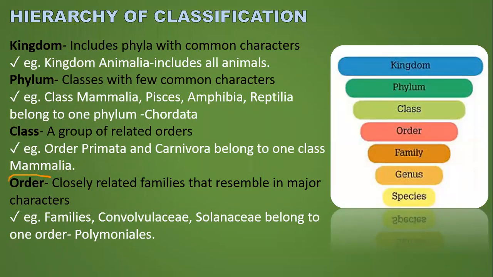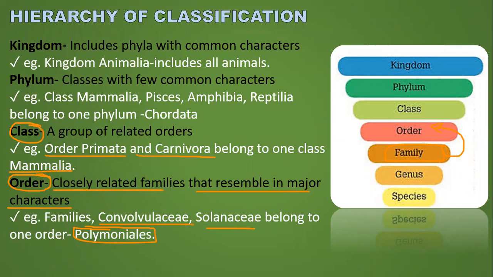Order means closely related families that resemble in major characters. For example, families Convolvulaceae and Solanaceae all belong to one order, that is order Polemoniales. A group of families will combine together to form the order. Then a group of orders will form a class. For example, inside the class Mammalia, you will have the order Primata, order Carnivora, etc.